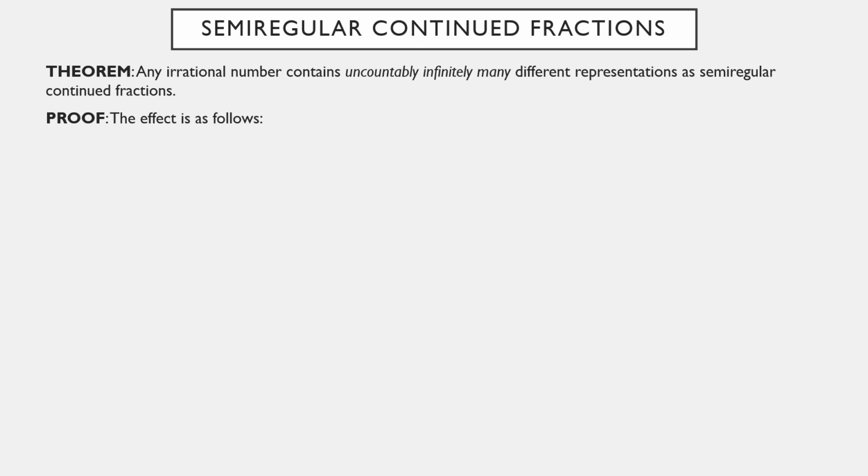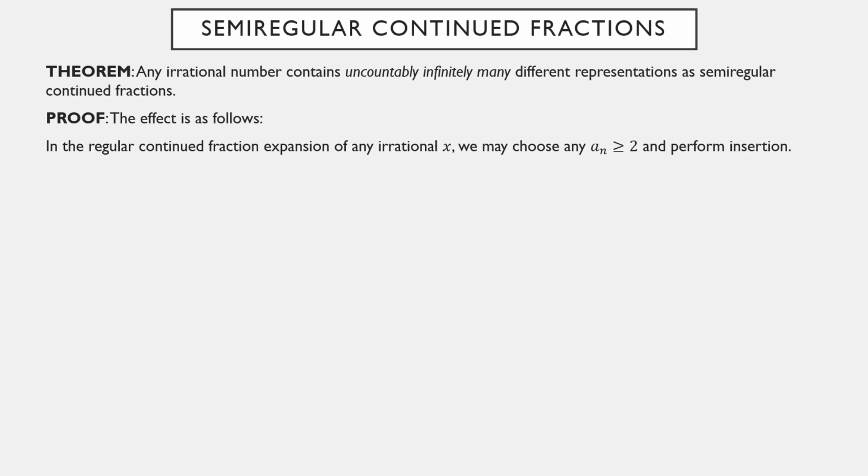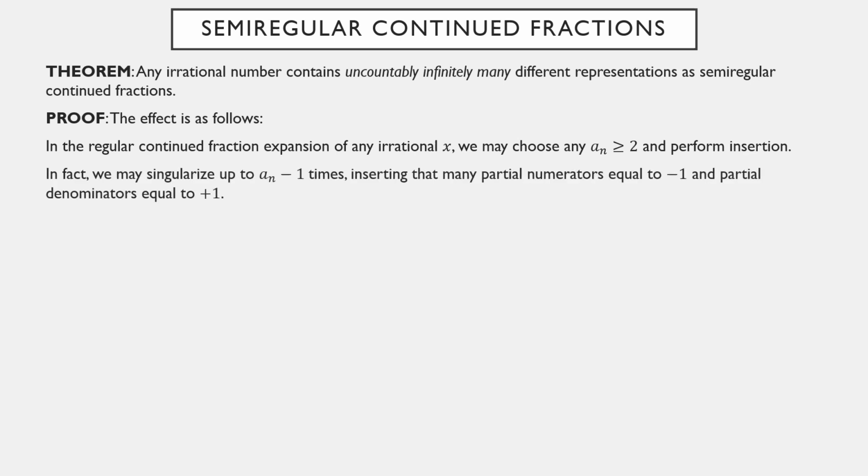So now we're able to show that any irrational number contains uncountably many different representations as a semi-regular continued fraction, because the effect is that if you start with the regular continued fraction expansion, anywhere you see a partial quotient 2 or larger, you can perform an insertion and end up with a semi-regular continued fraction. In fact, you can do it over and over again. If you had a partial quotient of 5, for example, if you do an insertion, it gets subtracted by 1 and is 4. But now you can do an insertion again and again and again. So you can keep doing that until you run out of room, basically. When an is equal to 1, as long as the next numerator is plus 1, you can perform a singularization, acting as kind of an inverse to this.